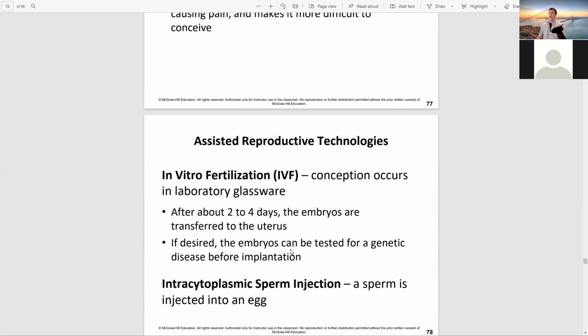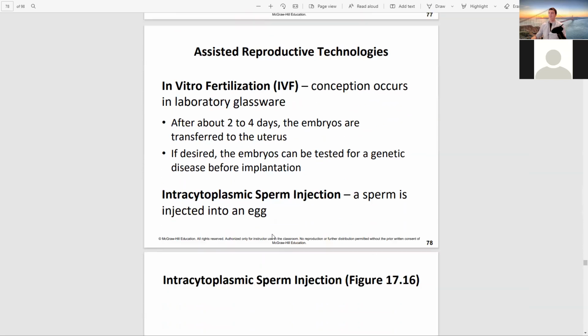So assisted reproductive technologies: in vitro fertilization, where conception occurs in laboratory glassware. After about 2 to 4 days, the embryos are transferred to the uterus. If desired, the embryos can be tested for a genetic disease before implantation. Intracytoplasmic sperm injection: the sperm is injected into an egg.